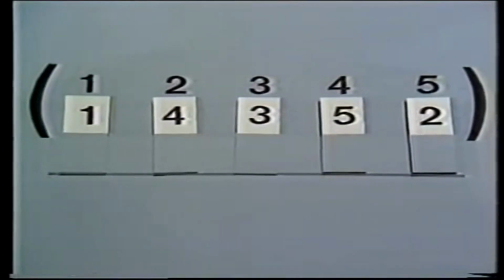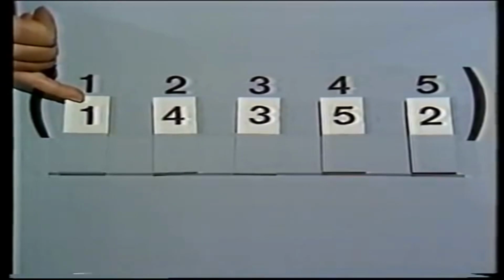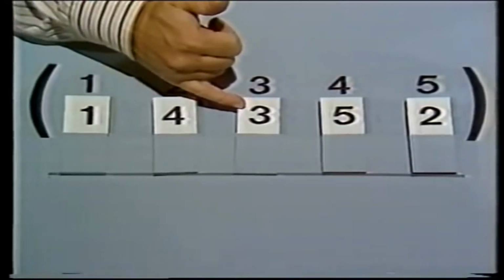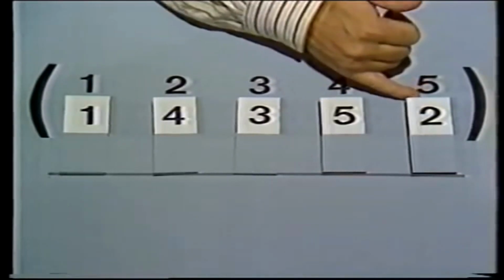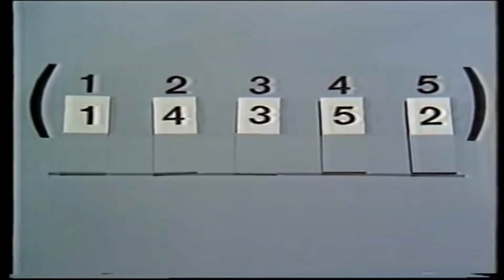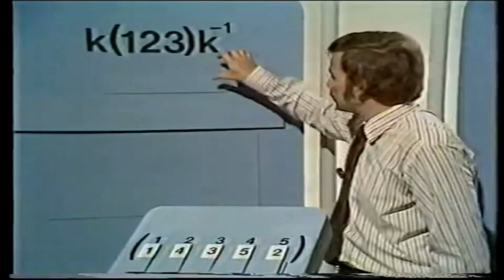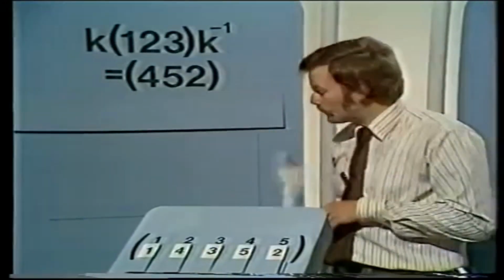And there's our conjugate. What is it? Well, the symbol 1 is fixed, and the symbol 3 is fixed. What are we left with? 4 has gone to 5, 5 has gone to 2, 2 has gone to 4. It's a 3-cycle. It's the 3-cycle 4, 5, 2.